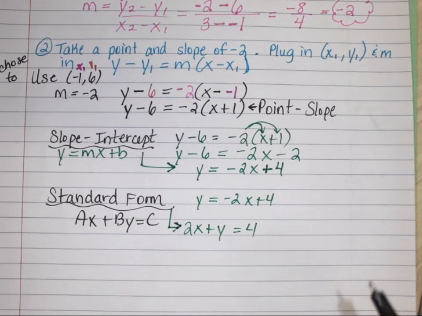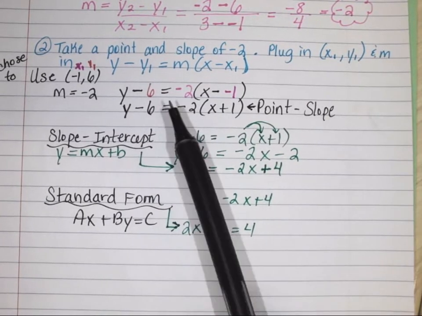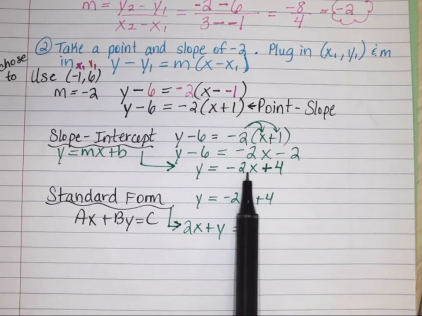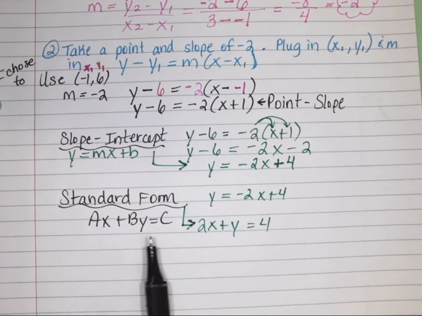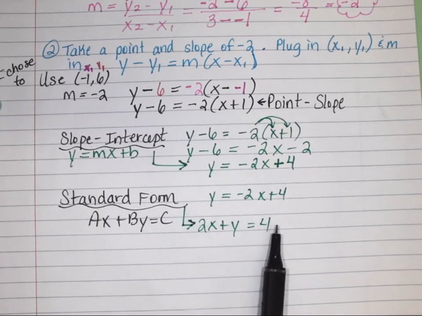So just pay attention to your directions. I'm sure you'll love it if they ask you to leave it in point slope form because you're done at this point. But slope-intercept, solve for y, x term has to be on the other side. Standard form, x and y terms on one side, constants on the other.